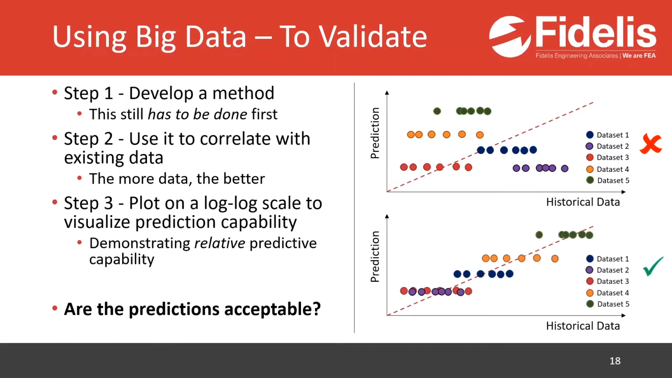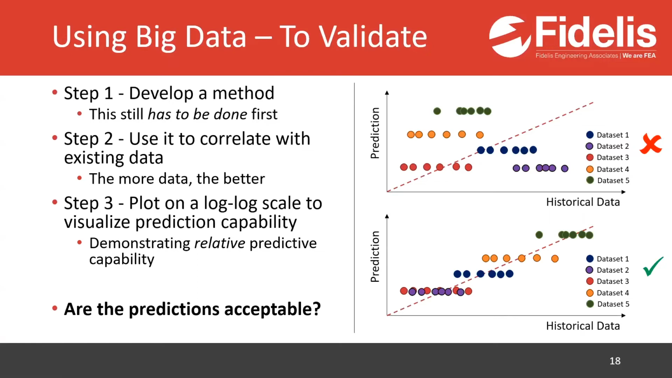But once we have an acceptable methodology, our plots will look something more like this, where now we can say, well, all of our historical data is falling close to this line. And this can be data from many different, let's just say we're looking at an axle assembly. It can be from many different types of axles and many different years or even decades of end customer. Our method should be able to predict all of them.